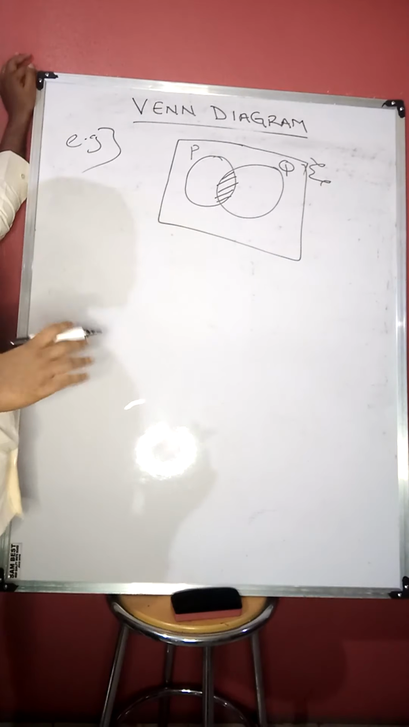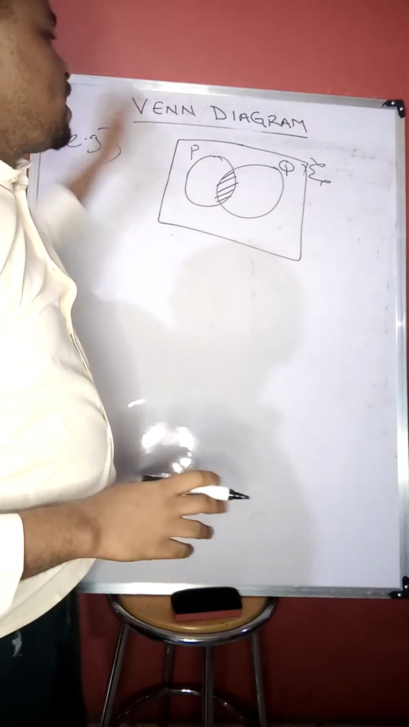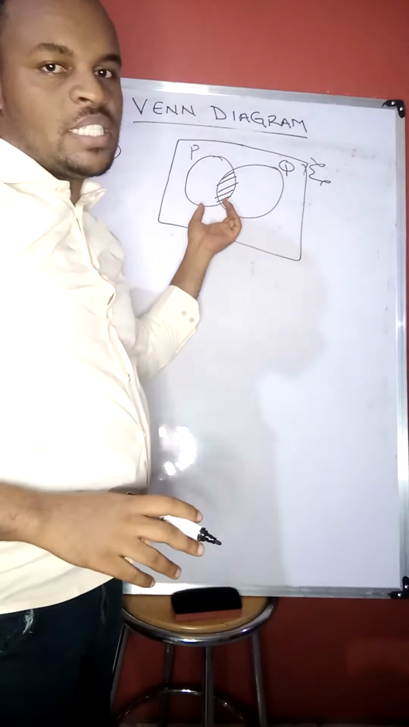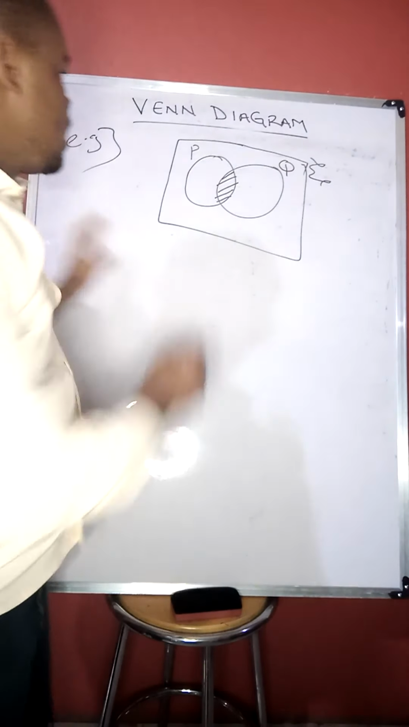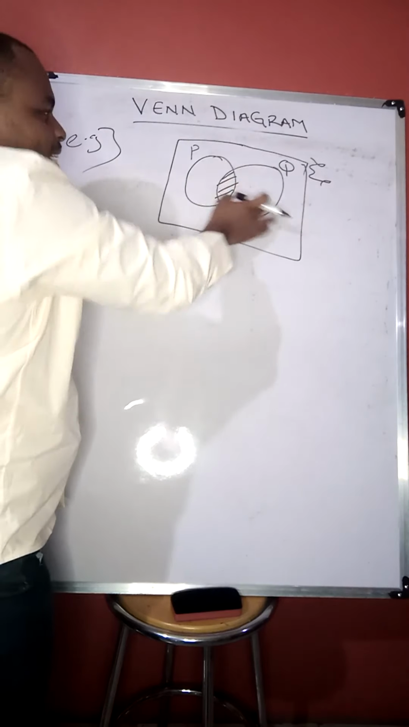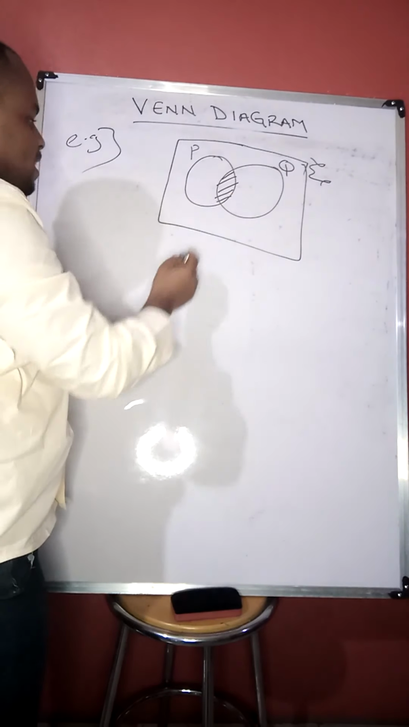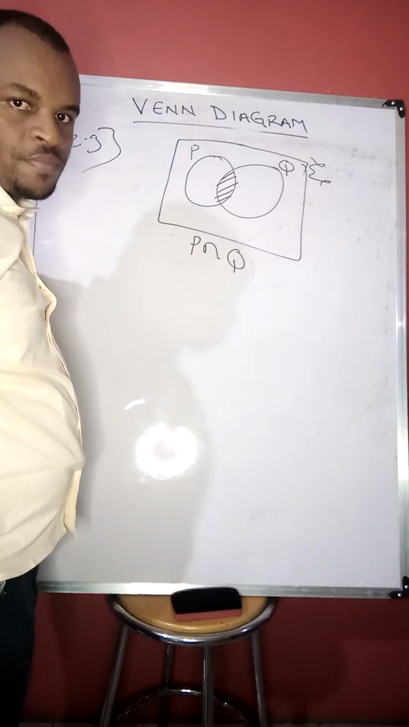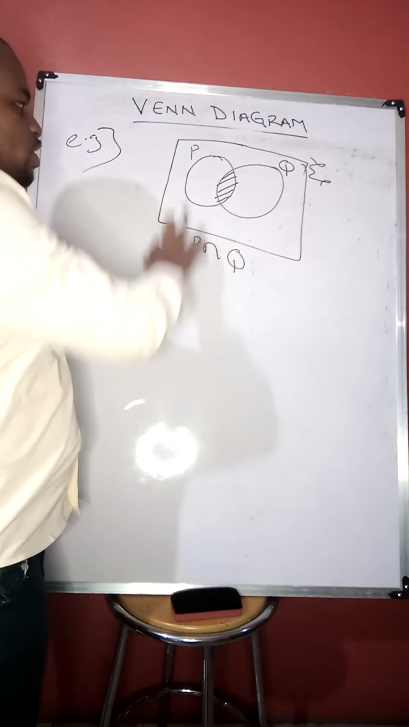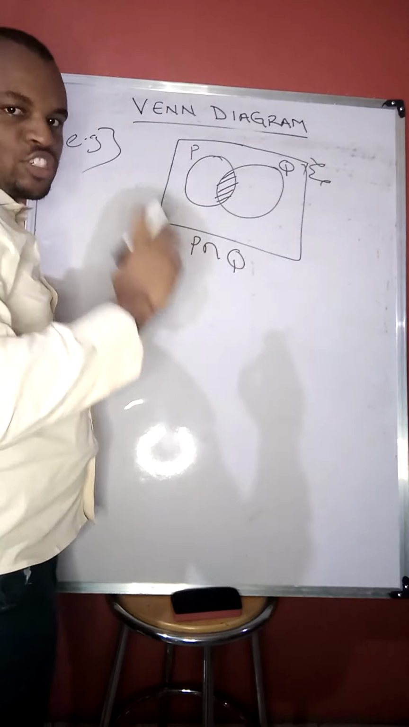Now look at this very well. The shaded portion is what? Where P intersects with Q. Look at it very well. The two circles, where they shaded is where the two of them meet. And that is what? P intersection what? Q. Please take note of that. The shaded portion is P intersection Q.